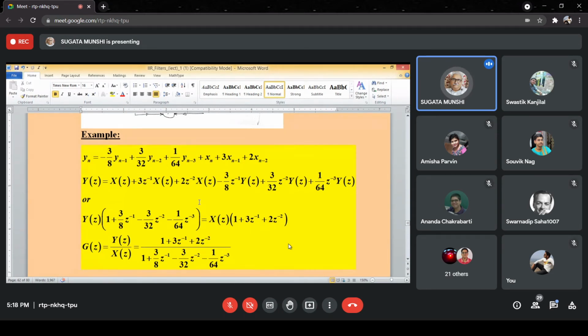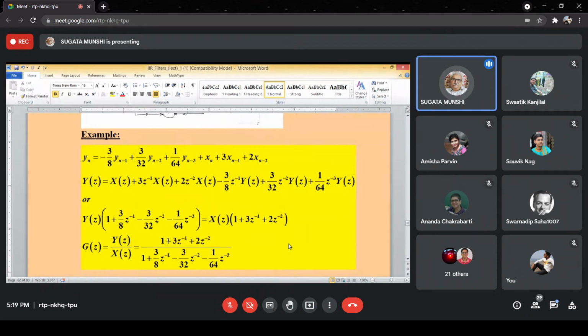obtain the direct form realizations for this given system and also the cascade and parallel realization. Use first order subsystems. So what I have done is that I have taken the Z transforms of both sides. Then I have just shifted the terms in Y(z) on the right hand side to the left hand side. So I have got this equation: Y(z) times whatever is there within brackets equals X(z) times, I have taken out X(z), 1 plus 3z to the power minus 1 plus 2z to the power minus 2. So dividing Y(z) by X(z), what do you get?